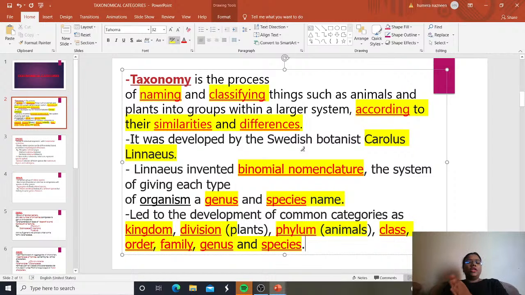And finally, this led to the development of common categories such as kingdom. If it is plants, it is division, and if it is animals, it is phylum. But here we are concerned with plants, meaning division. So kingdom, division, class, order, family, genus and species. Now we are going to see what exactly these categories are.